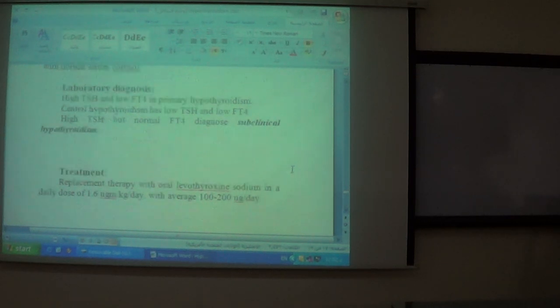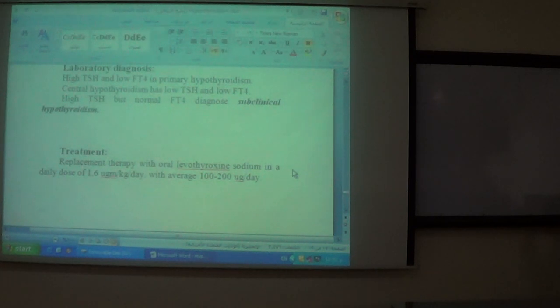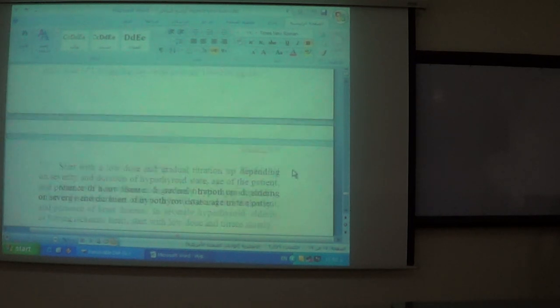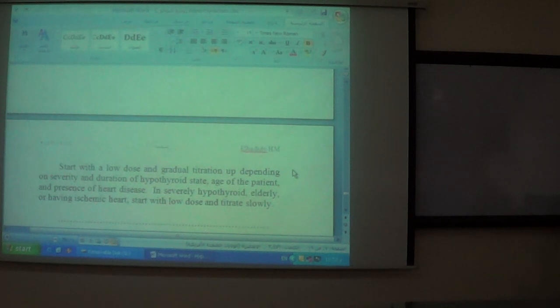Treatment of hypothyroidism, replacement hormone treatment, is very simple. With oral levothyroxine sodium in a daily dose of 1.6 microgram per kg per day, average dose is 100 to 200 microgram per day. Orally, better before breakfast or on an empty stomach. There is no need to divide the dose. One time before breakfast, very simple replacement therapy. The rule is to start low and go slow. Yes? Start low and go slow in titrating our dose.